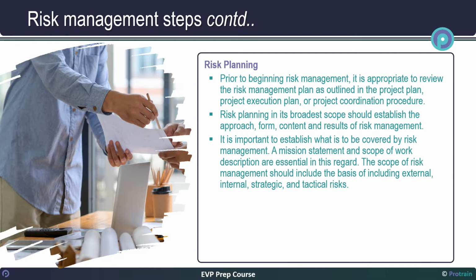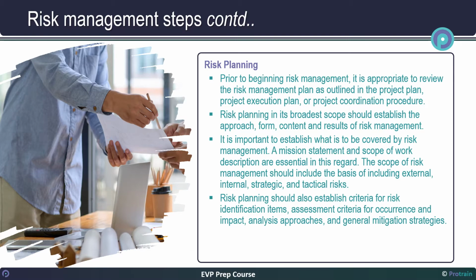It is important to establish what is to be covered by risk management. A mission statement and scope of work description are essential in this regard. The scope of risk management should include the basis of including external, internal, strategic, and tactical risks. Risk planning should also establish criteria for risk identification items, assessment criteria for occurrence and impact, analysis approaches, and general mitigation strategies. In addition, responsibilities of risk mitigation and follow-up should be identified.